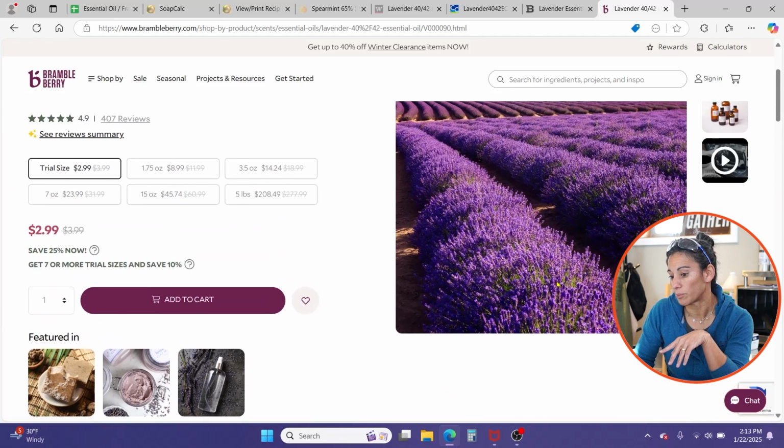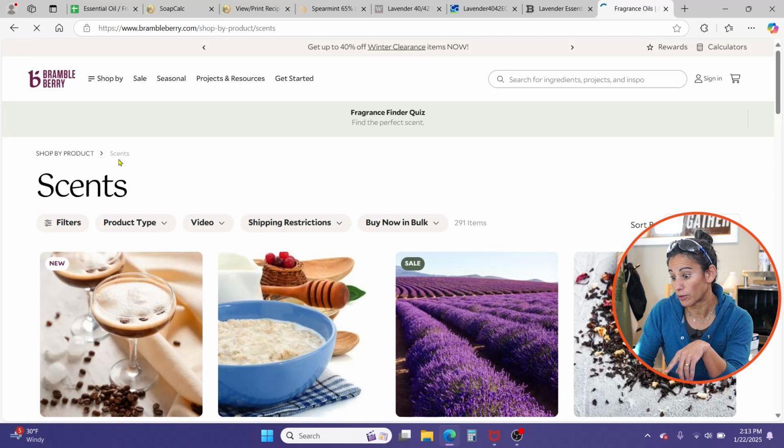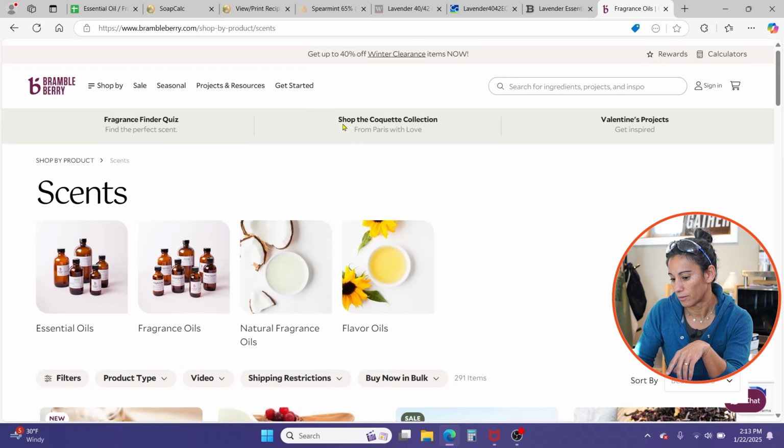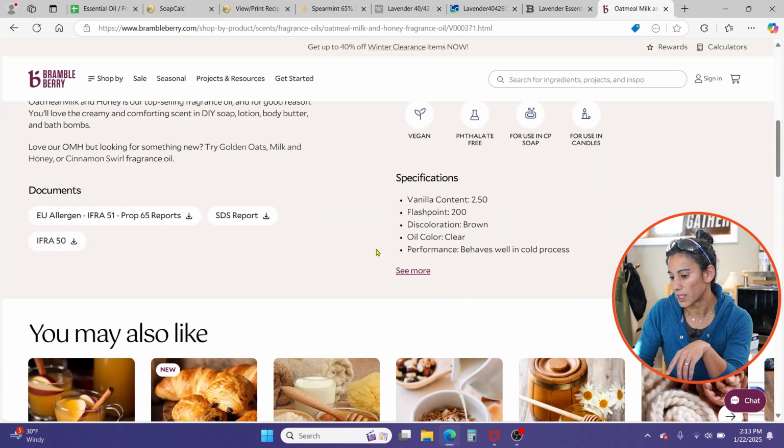Now, I do know that in Brambleberry, they have a fragrance calculator, and you can use that fragrance calculator to figure out usage rates in your soap. So that's how I've done it when I've bought essential oils from Brambleberry. But if you take a look at their fragrance oils, let's take a look at the oatmeal milk and honey. You'll see that they do have IFRA information included for their fragrance oils.